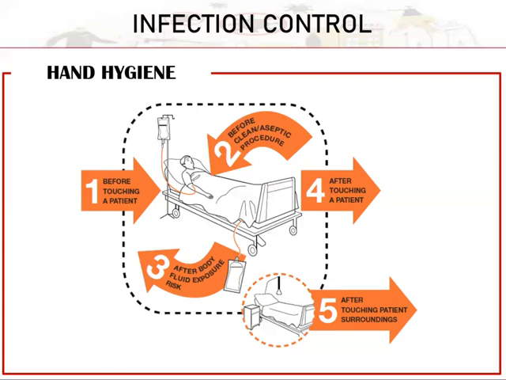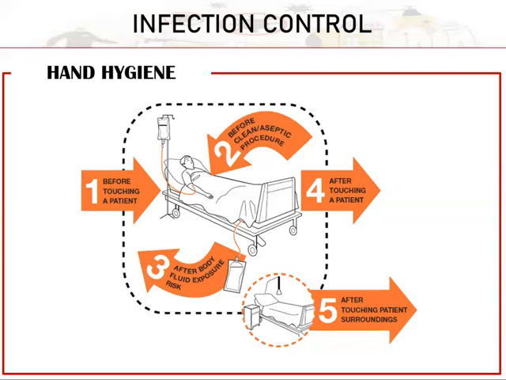Number two, before a clean or aseptic procedure, just like blood extraction. Ideally, class, before you put on gloves, you need to perform proper hand washing. You must wash your hands, after that wear your gloves, then proceed with the blood extraction. Number three is after body fluid exposure. This is for our nurses, for example, when they collect a catheter bag. Of course, they need to wash their hands after.